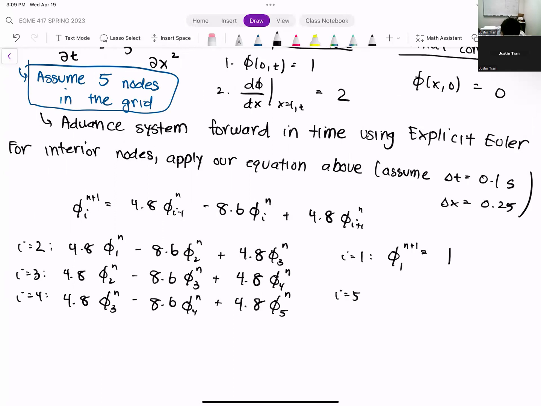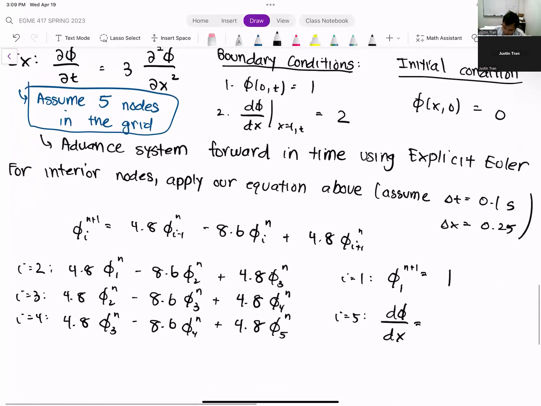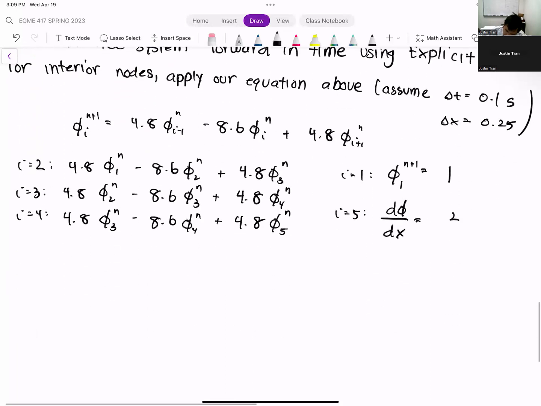Then for i is equal to 5, we have a Neumann boundary condition. The Neumann boundary condition states that d phi dx, in this case, is equal to 2. So let's plug in our normal forward difference applied at node 5, and so we have phi5 minus phi4 divided by delta x is equal to 2.